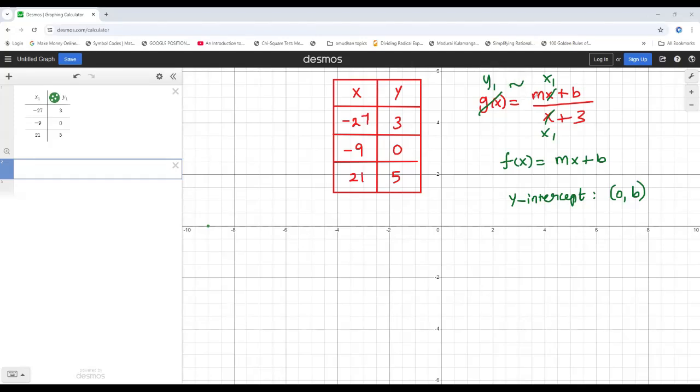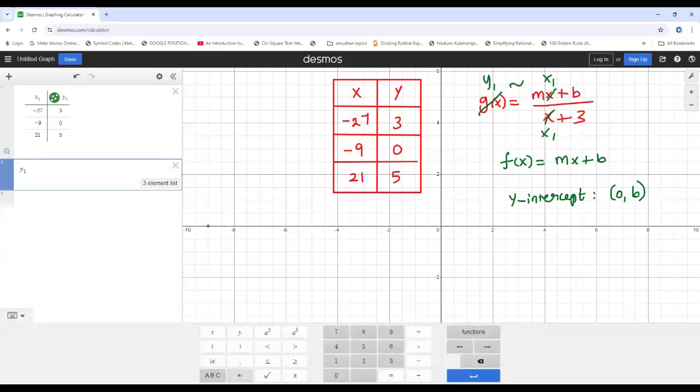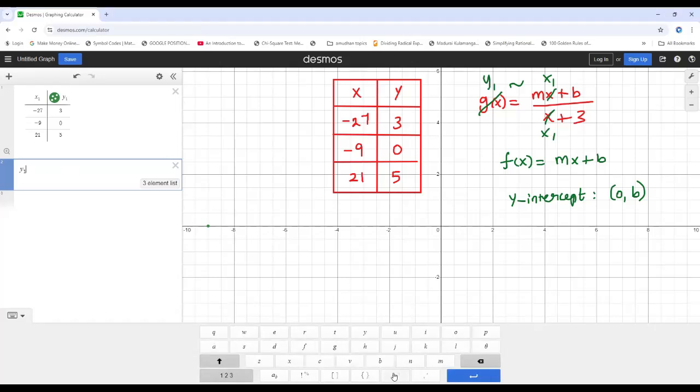Now, instead of g of x, we can type y1. If you type y and simply type 1, it will subscript. And how do you get the tilde symbol? For that, you go to the bottom left corner, where there is a keyboard. When I move the cursor over there, it shows show keyboard. You just click on it. When I open it, there is a capital ABC, just click on it. On the bottom row, there is a tilde sign. You simply click on it, and it will be created over here.